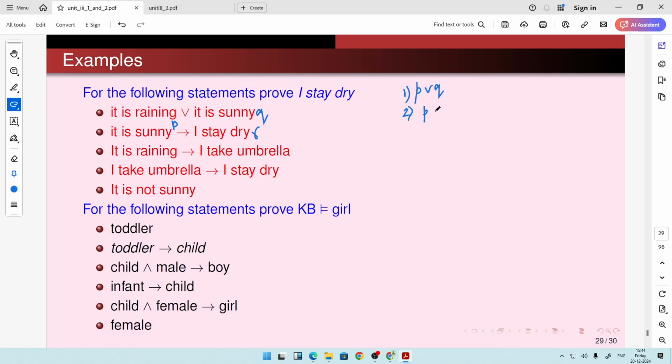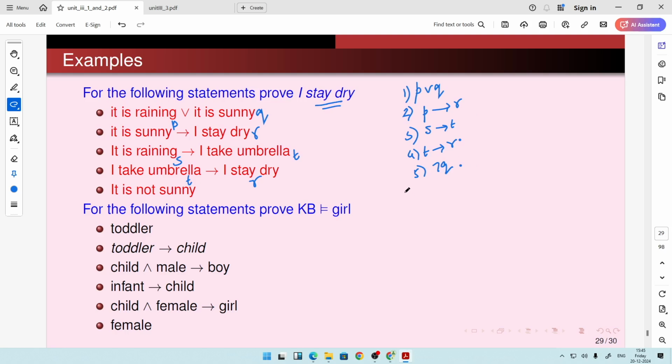Second one, if it is sunny, then it is dry, or we can also directly write it as a statement itself, that is also fine. And if it is raining, I take umbrella, and if I take umbrella, I stay dry. So, we can map it in this fashion, P implies R, S implies T, and T implies R, and we also say it is not sunny. Can we prove that, given this, I stay dry?